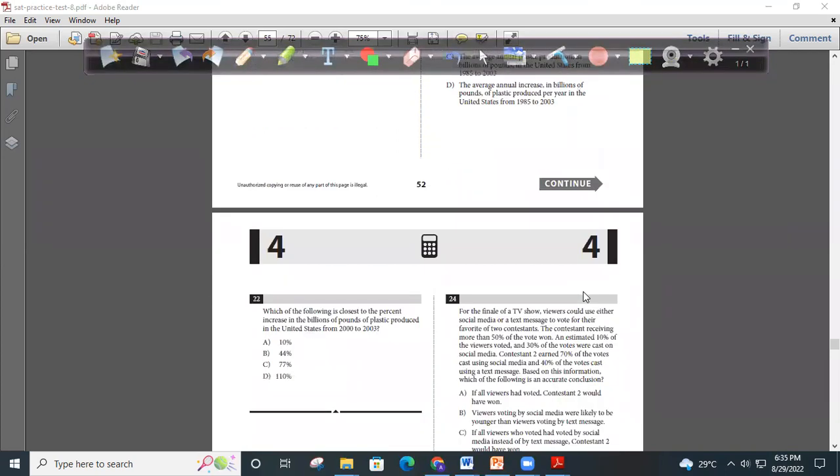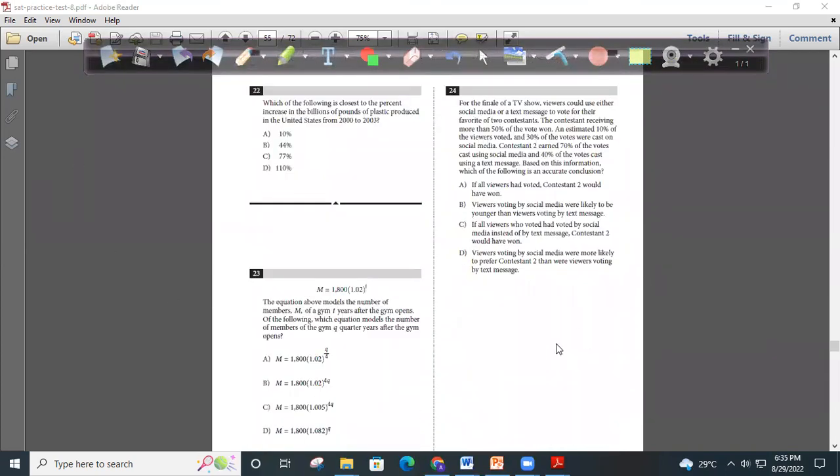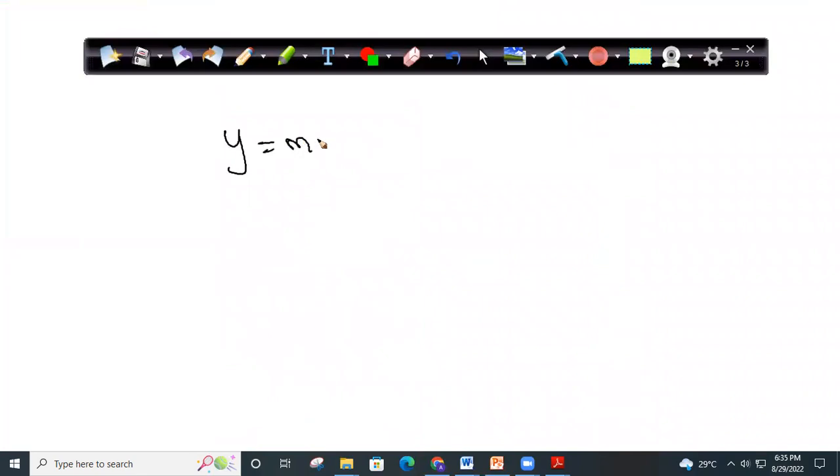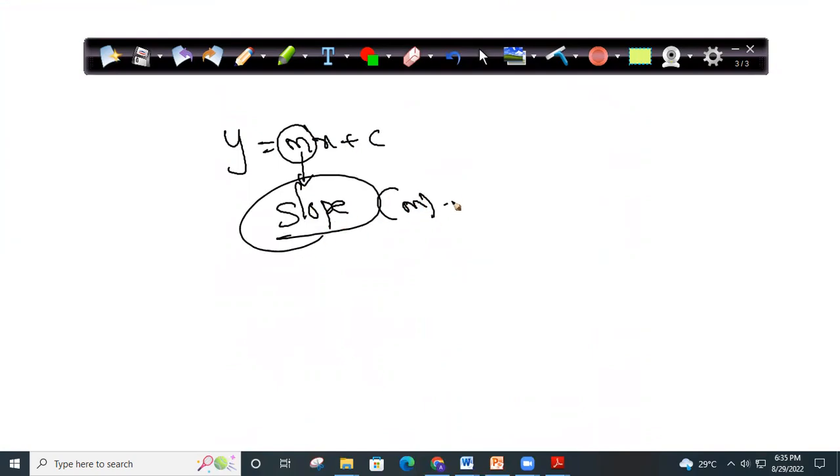Okay, now let me come back to these questions again. So far I told you y is equal to mx plus c. In y is equal to mx plus c, so far we have been discussing only this slope. We are not even discussing c. So we understood slope very well. Slope is what is the change in y, either increase or decrease, when x changes by one unit.